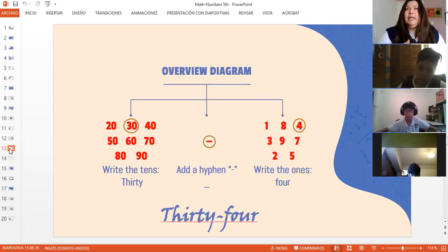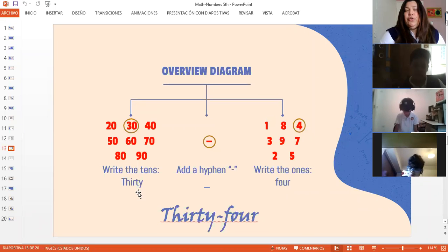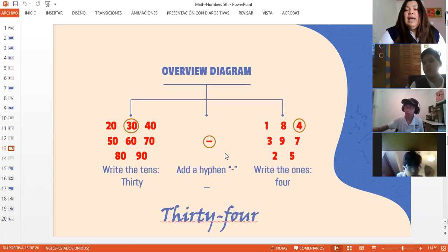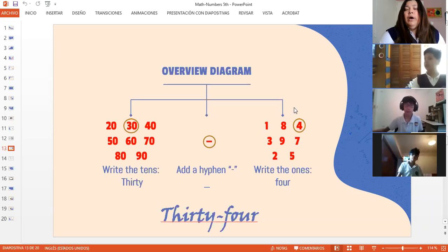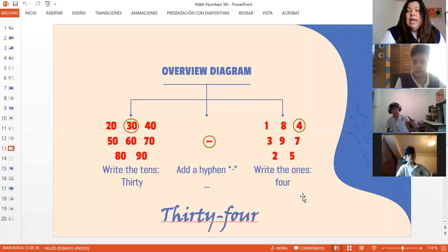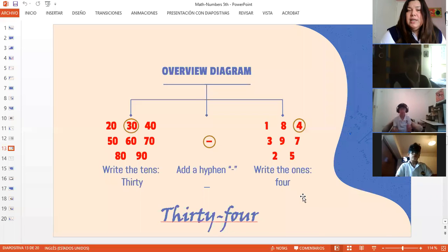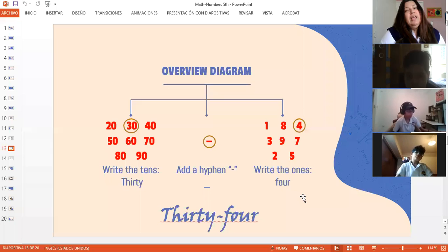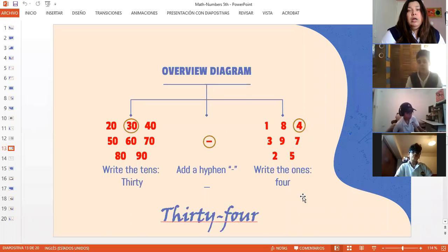So I'm going to tell you one thing that is very, very important, okay? When you're going to write a ten that is followed by a one, you need to write the tens, in this case 30, then we need to add the hyphen, and then we add the 1. I'm telling you this in letters, okay? So it will end up as 34. The hyphen is important. If you do not write the hyphen, it will be wrong, okay?